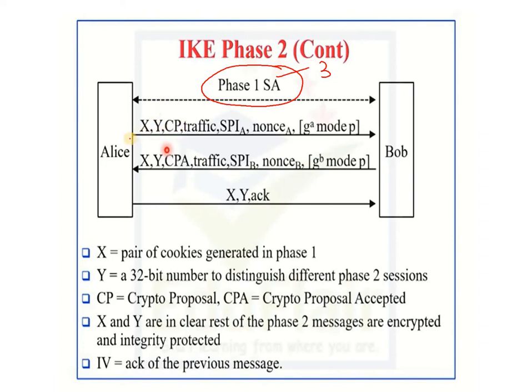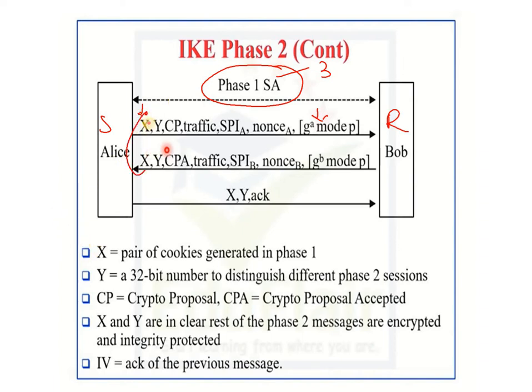Next, from Alice to Bob, from sender to receiver. Alice is the sender, Bob is the receiver. You can see the information exchanged here: X, Y, CP, traffic, SPI A, nonce A. Then the Diffie-Hellman key exchange algorithm. So what are X and Y? X is nothing but the pair of cookies generated in phase 1. As I told, cookies are generated in the negotiation step.